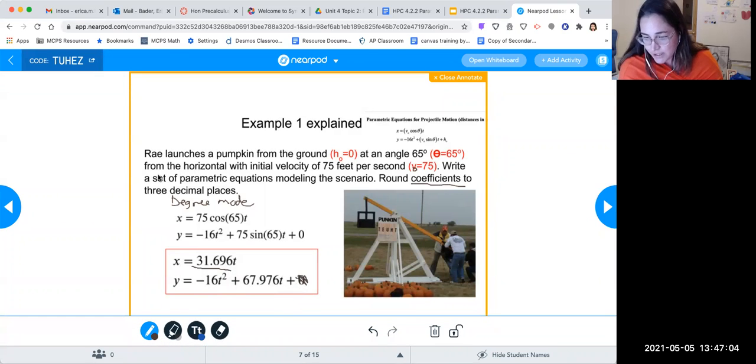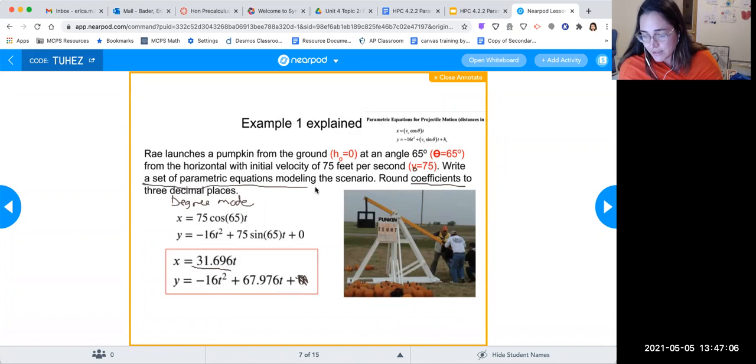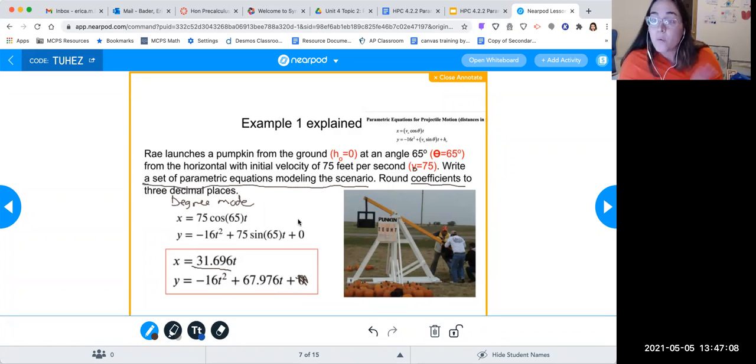So that's, again, we just need to write the set of parametric equations. We don't need to figure out whose pumpkin won, when it was at its maximum height. We don't really need to do any of that for the purposes of this year. We're just learning how to write the set of parametric equations.